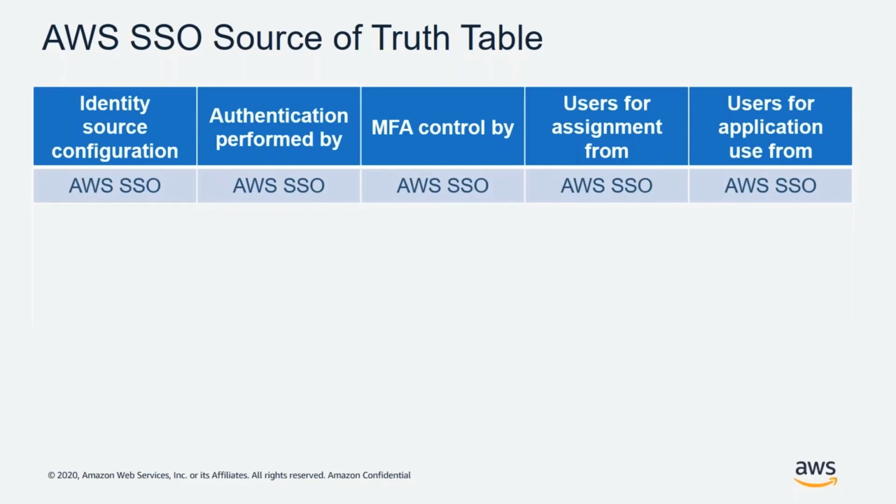When you use AWS SSO as your identity source, AWS SSO performs authentications and manages MFA. AWS SSO is also the source of users and groups for permission sets and application assignments, and for users' metadata used by AWS SSO integrated applications.